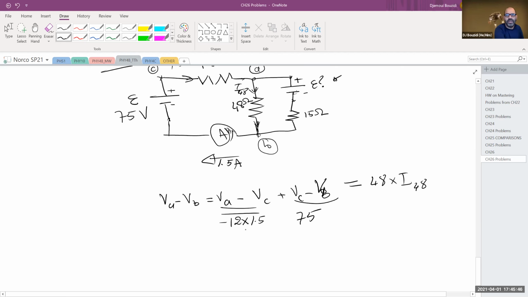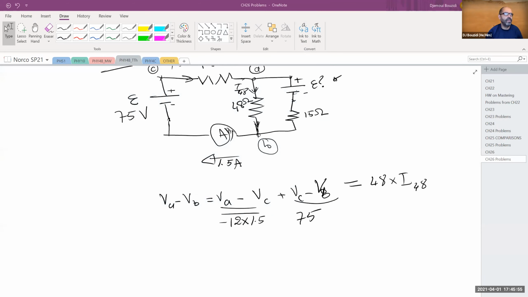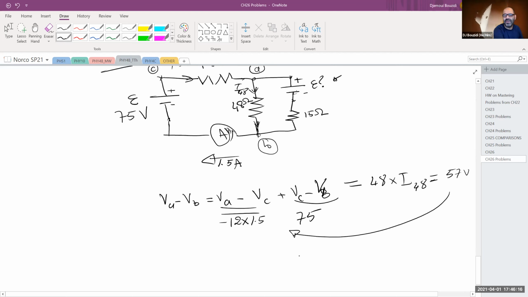Because this is positive. 75 minus 18 is what? What is my mathematics? Okay, good. Let me move it to the other side here. 75 minus 12 times 1.5, sorry. So it's 57 volts, I'm sorry. So this voltage drop is 57 volts because this is a difference coming from there.